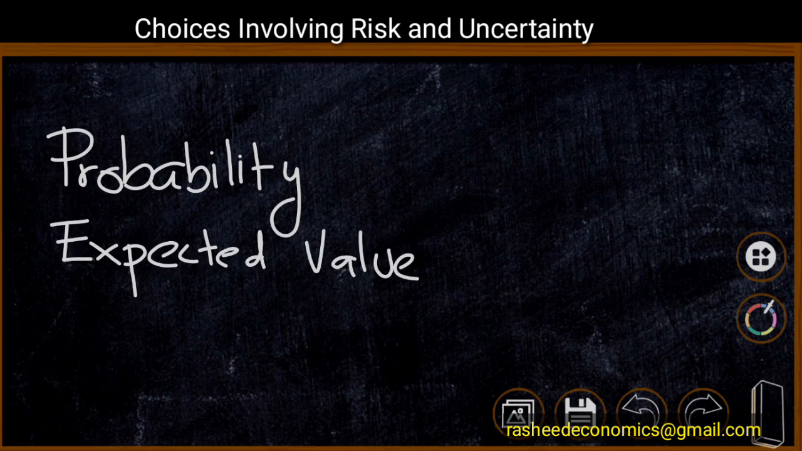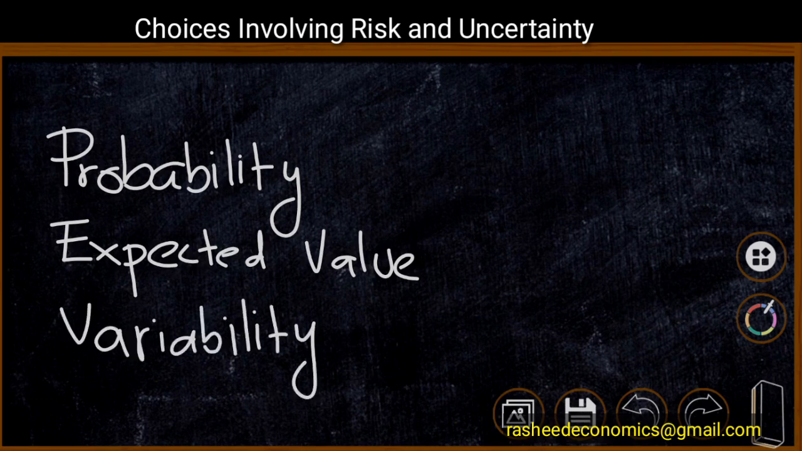Besides, in some situations, the expected value of an event may be the same, but the risk element may be different. In such a situation, one more element, the variability, also affects the element of risk. Thus, it is necessary to explain the terms probability, expected value, and variability one by one. First of all, we are going to describe and explain the concept of probability.